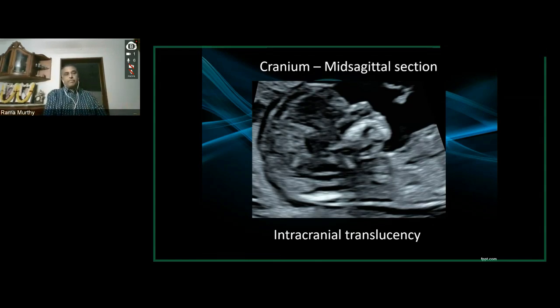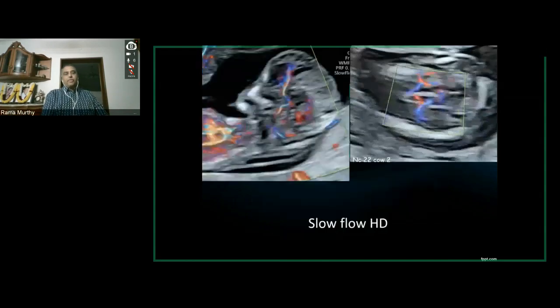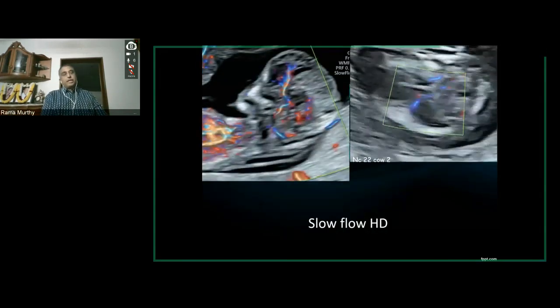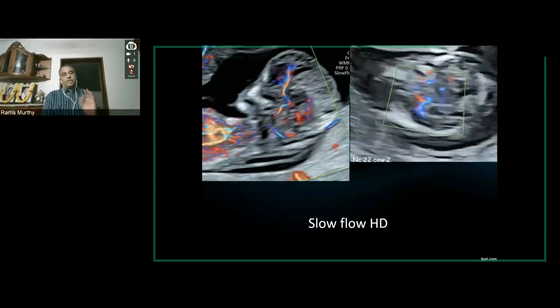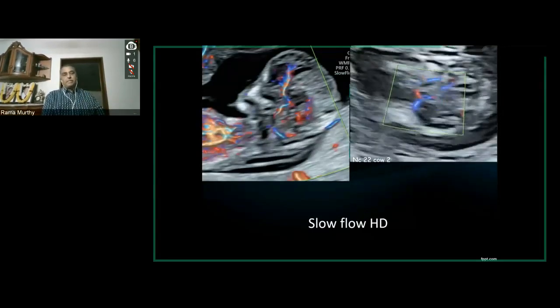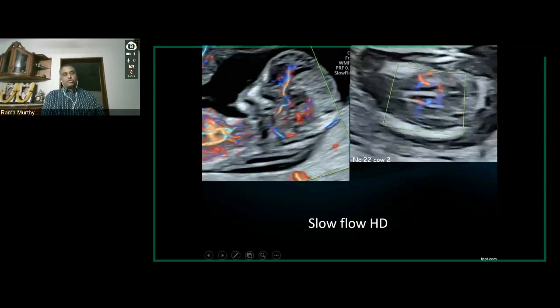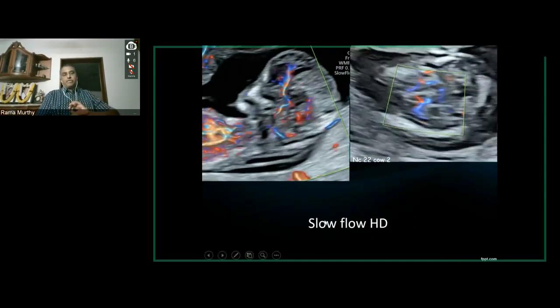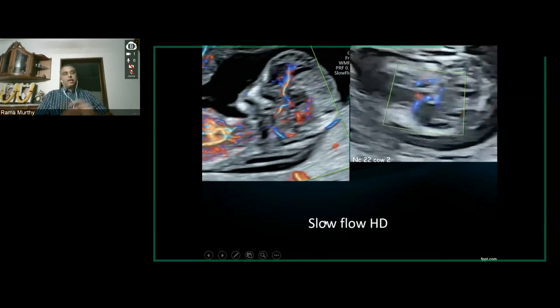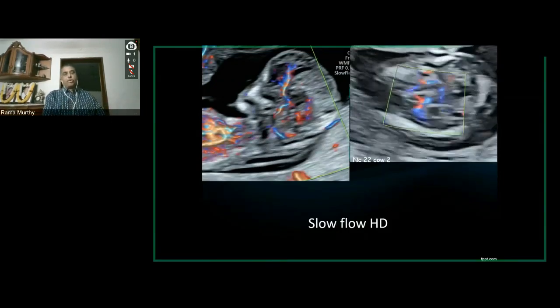We will come back to this again when we go into the area of neural tube defects and screening for neural tube defects, right? So with the advent of Doppler, you could see the vasculature in the fetus, but remember, seeing the vasculature in the first trimester is extremely difficult, but thanks to slow flow HD algorithm, filtration of the Doppler signal, you begin to see slow flow as well.